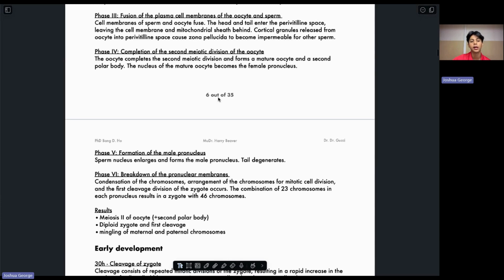While this stage is happening, the cortical granules from the oocyte get released, and these cortical granules hold a very high importance because they cause the corona radiata to shift chemically, which causes no other sperm to penetrate through the corona radiata. So this prevents multiple sperm fertilizing one egg.